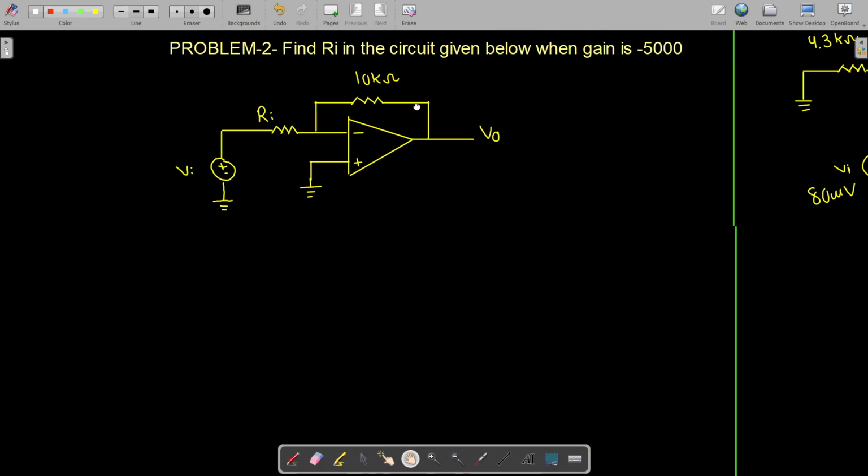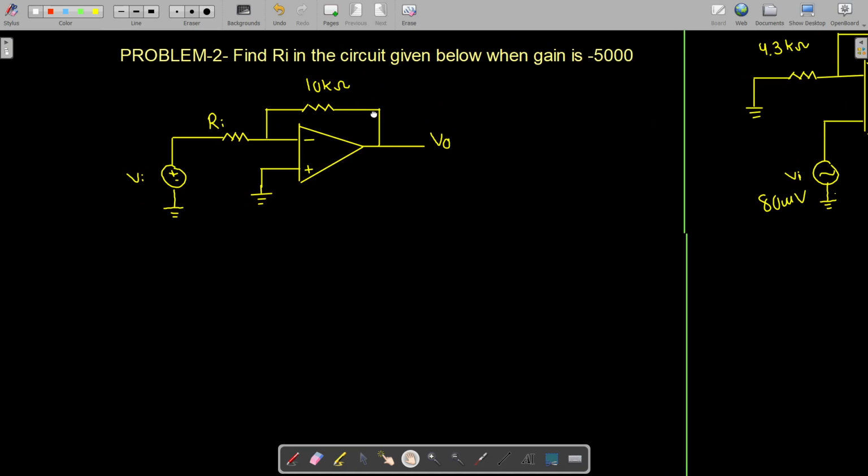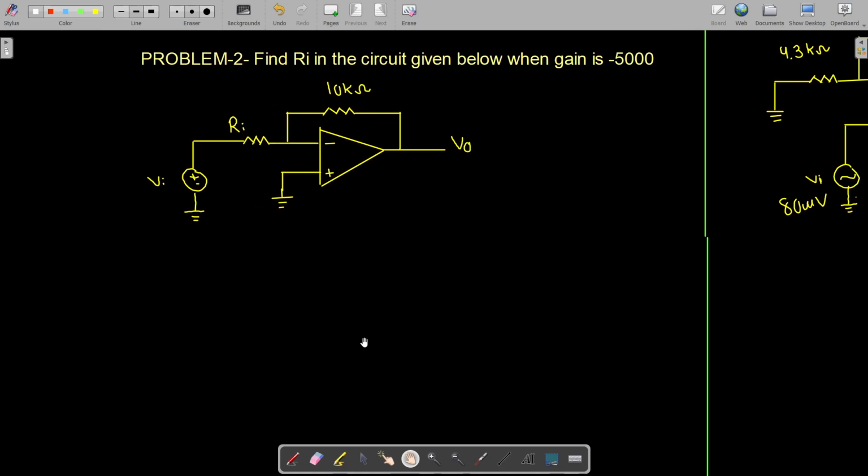Okay, let us move to problem number 2. Here we need to find the R1. Now if you look at problem number 2, let me check if the recording is on. It's on. So if you look at it, this is basically an inverting op amp because positive is grounded, and the input voltage is applied at the negative terminal. The gain is given, it says the voltage gain is minus 5000 and we need to find the Ri.